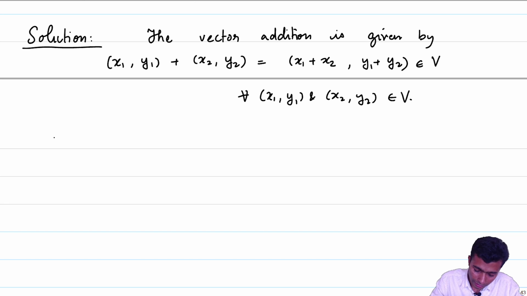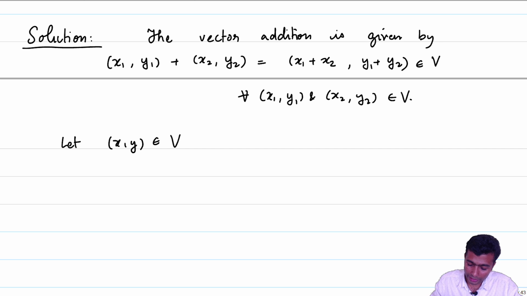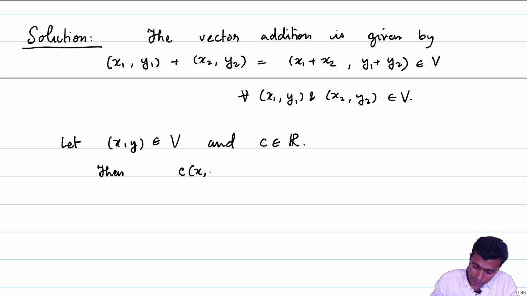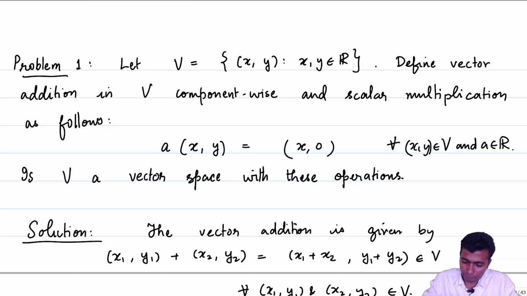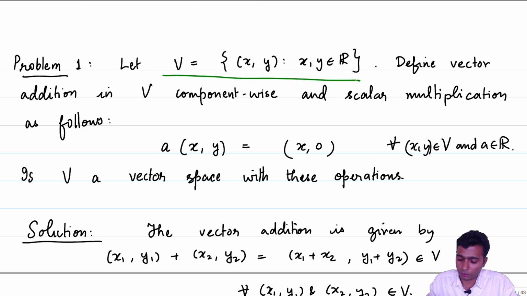How about scalar multiplication? So let x comma y be in R2, in V. V is the same as R2, but let me just call it V, because that is what the vector space is being called. So let x, y be in V and C be an element from the field of scalars. Then C times x, y, how is it defined? C times x, y is x comma 0, which is an element in capital V, right? It is, after all, an element in capital V which has the second coordinate 0. Recall that V is nothing but the set of all tuples x comma y with x, y in R, right? So yes, this is also in V.